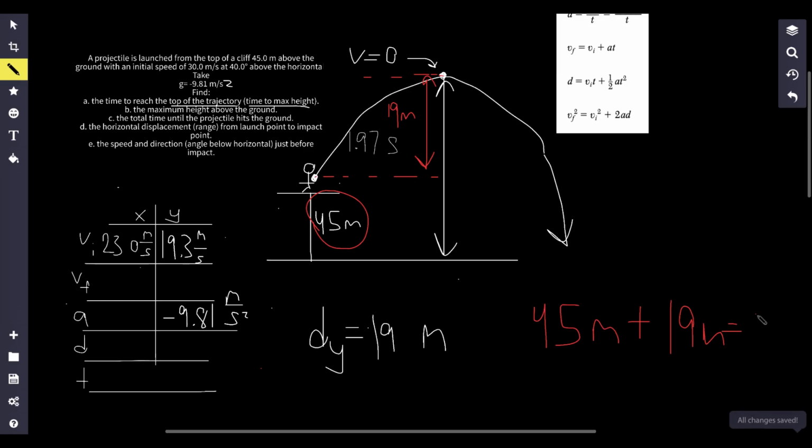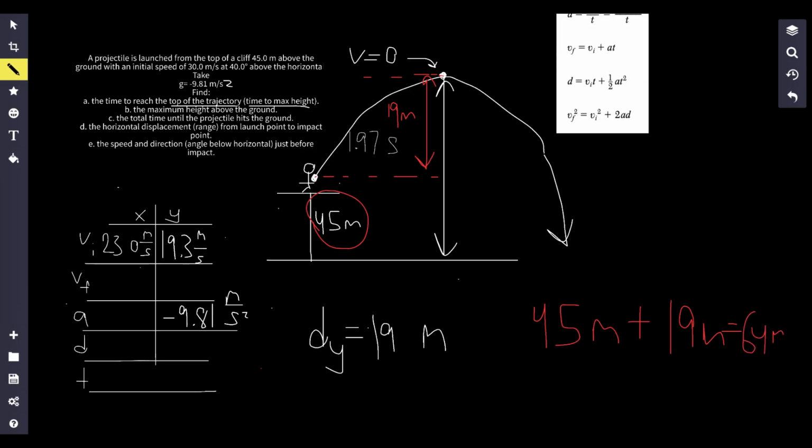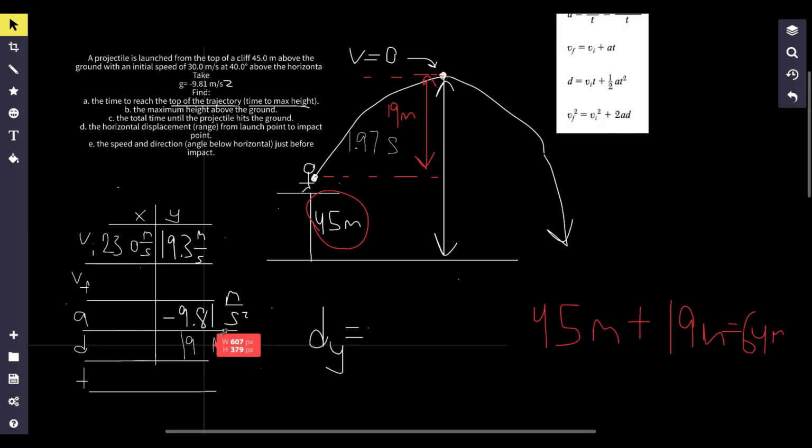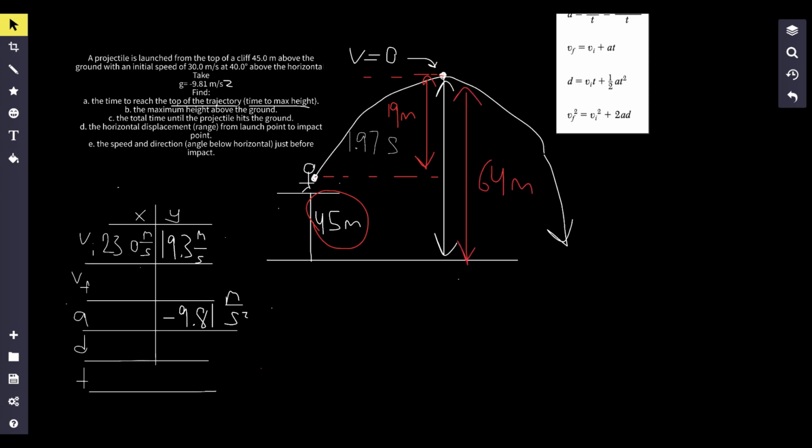If you're struggling with ideas like this, it's very good to visualize this stuff so that it's really clear what's actually happening and what your calculations actually mean. But anyways, I'm just going to put this 19 meters right over here because that's the displacement. Just know that my total height is going to be 64 meters.